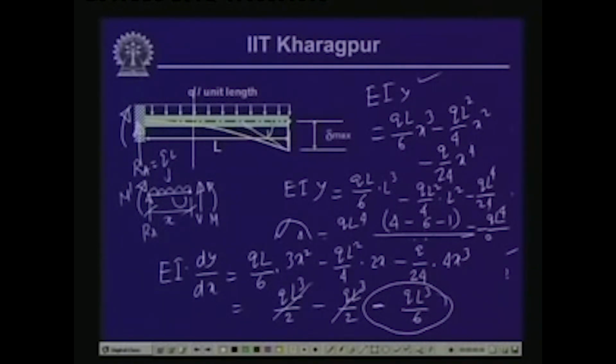Again, the minus sign indicates that the rotation is clockwise, and rightly so, since the deflected shape is in the negative direction. At this point if we draw the tangent, it gives us a clockwise rotation, which is minus QL cube by 6. So dy/dx at x equals L is minus QL cube by 6EI. This is the value of the slope at the free end, and the deflection at the free end is equal to QL4 by 8EI.